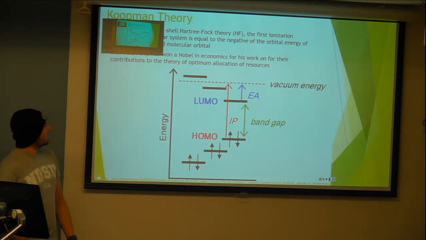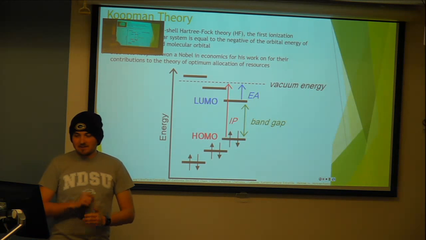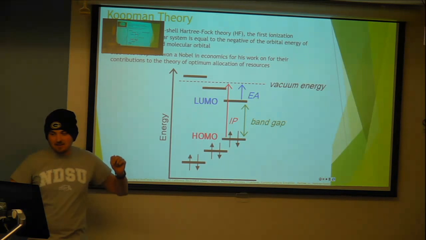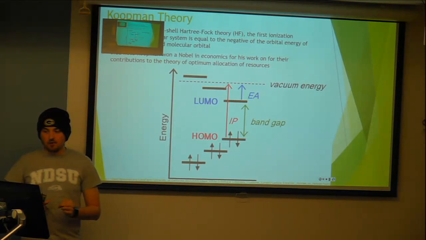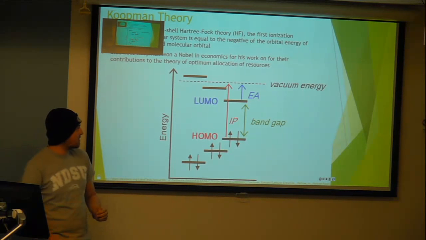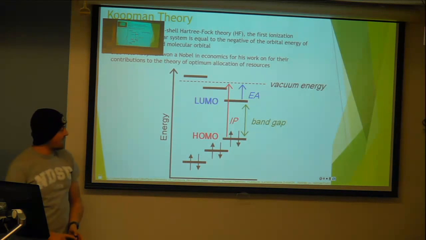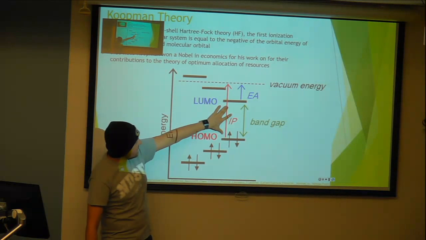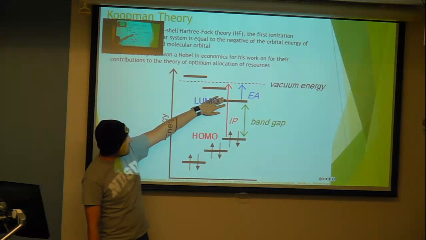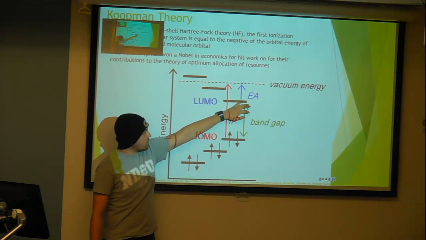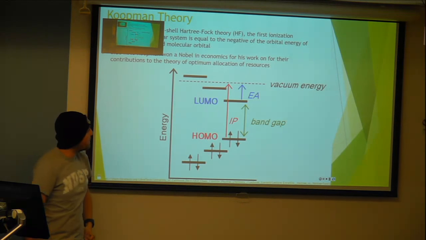There we go. Well, I guess I'll read it for you guys. So we're going to be using Koopmans' theorem, which states that the first ionization energy of the molecular system is equal to the negative of the orbital energy of the highest occupied molecular orbital. So it would be this arrow going up, and that would be our ionization. This is the band gap that will also be seen. That is between our HOMO and our LUMO. And if we're looking at our electron affinity, we'd be looking at our LUMO up to that highest point.